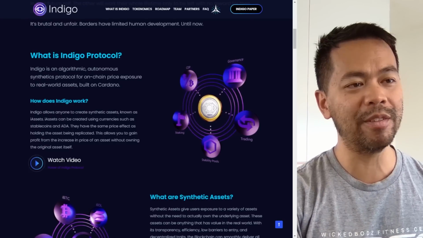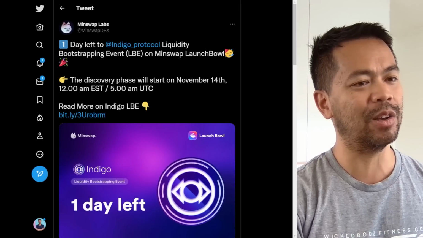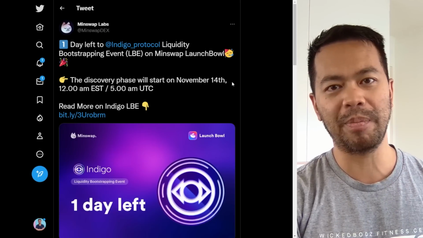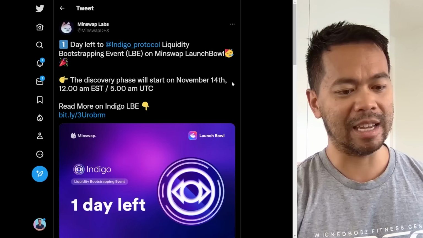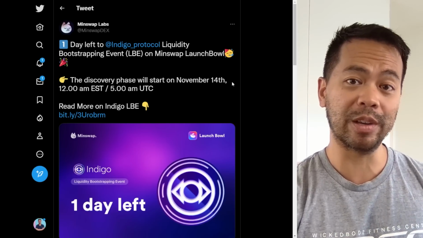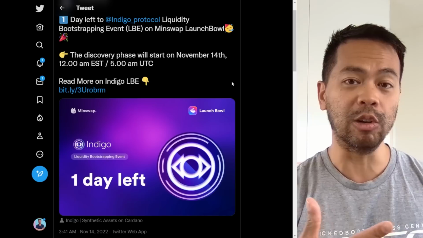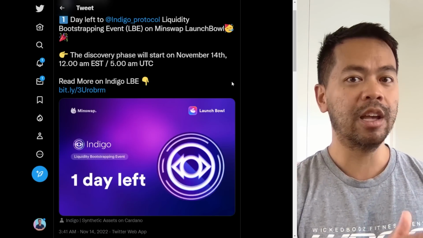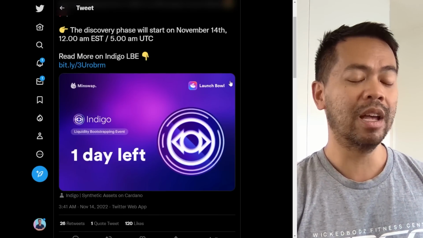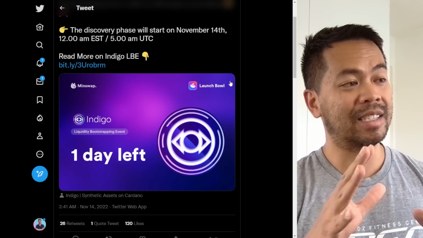Now they're going through some really interesting things at the moment. One of them is the liquidity bootstrapping event. So if you're familiar with MinSwap and some of their other bootstrapping events, they did one with Mikosi. They did one for their own token as well with the MinSwap launch, and they'll be going through this launch bowl process where users will be able to provide liquidity to the liquidity pool to try and determine the price for the Indy token. Now, that's absolutely awesome.